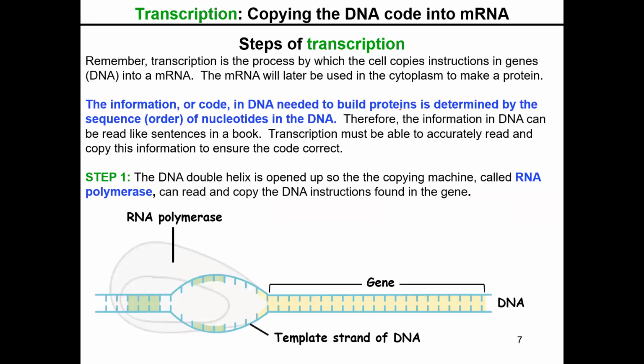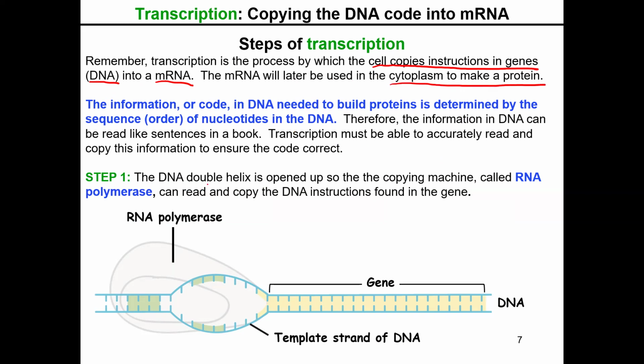All right, so let's take a look at the steps of transcription. Remember, when it comes to transcription, all we're trying to do is make a copy of those instructions from the genes. Again, we do not want to lose our DNA. We don't want to mess with it, so we're going to make a copy known as our mRNA, messenger RNA. And our messenger RNA is going to be used later in the cytoplasm to make those proteins.